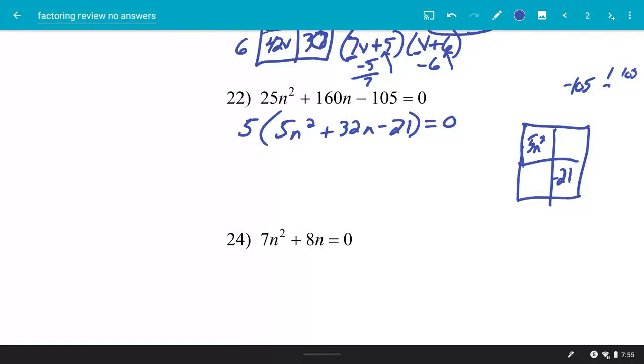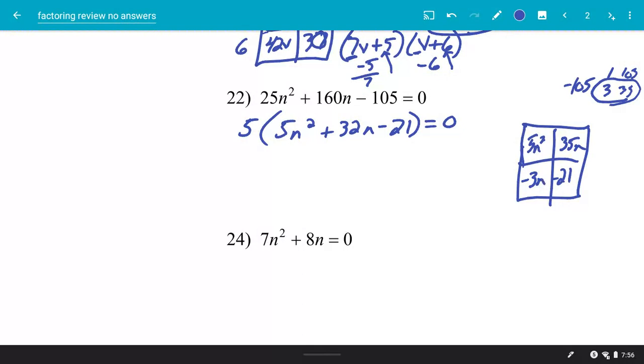2 does not go in. 3 goes in 35 times. And there's what I needed. Now signs are opposite. The larger number gets the sign from the middle. So that's going to be 35n, and this is going to be -3n. Good.